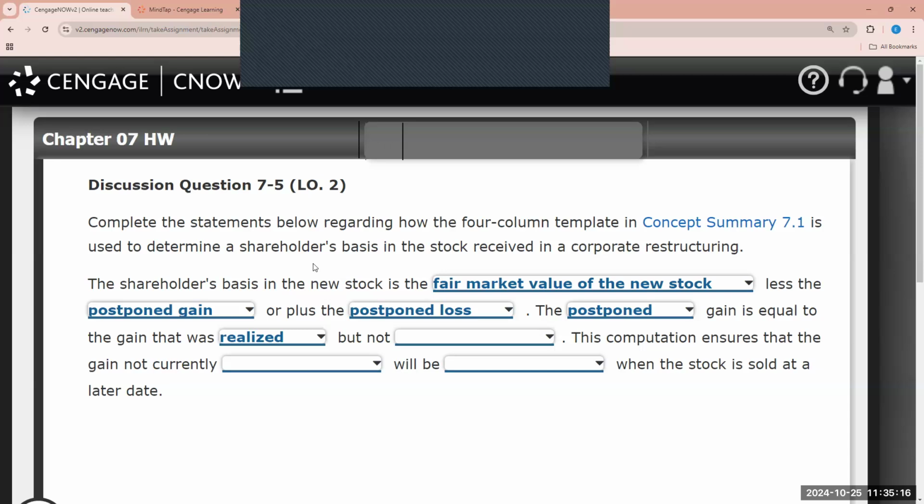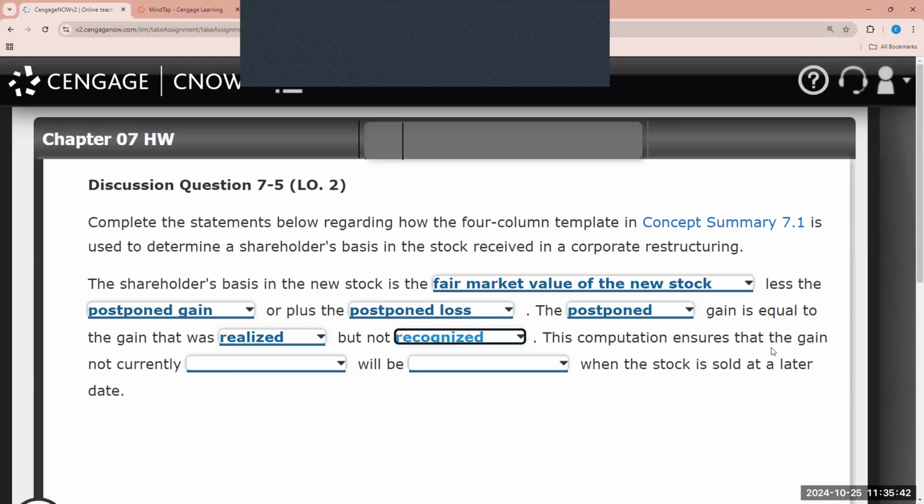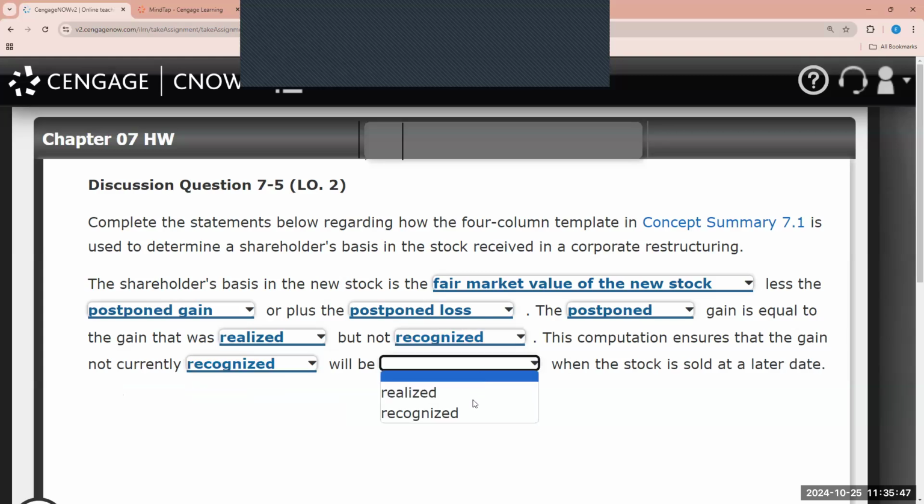If I do not sell the property, there's nothing I need to report for tax purposes. So that's the key distinction between realized gain. Yes, there's an appreciated value, but the recognized gain denotes how much is going to be reported for tax purposes. So the postponed gain is equal to the gain that was realized, but not recognized. The computation ensures that the gain not currently recognized will be recognized when a stock is sold at a later date.